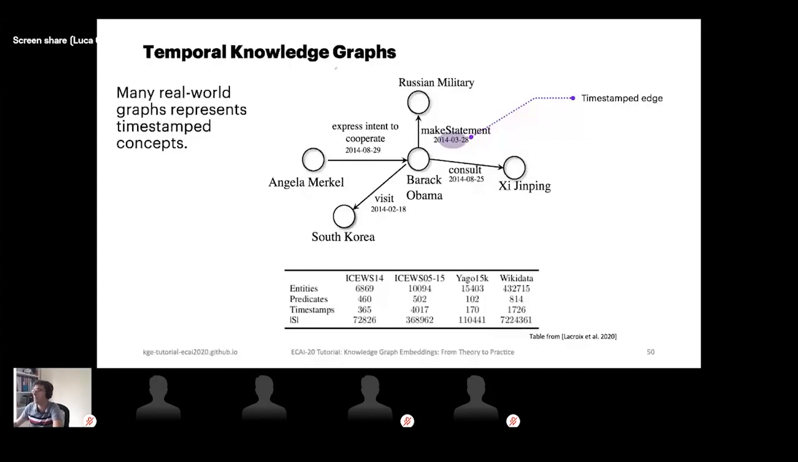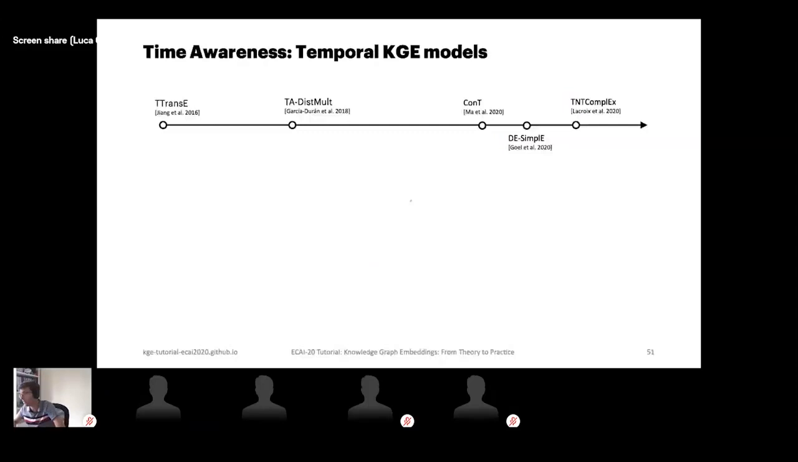But if we limit ourselves to represent time as time-stamped edges, right? I literally took these triples from a dataset called ICEWS-14. So we know that Barack Obama made a statement about the Russian military on 28 March 2014 and so on, right? All statements are time-stamped. The question is, can we design models that leverage time to improve predictions, right? And the answer is yes, we can.